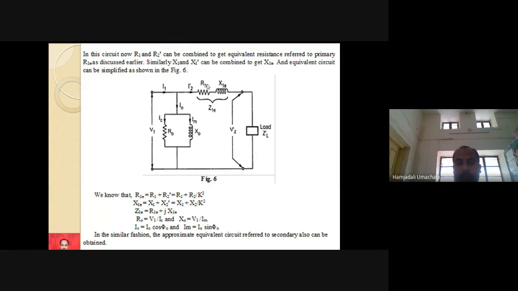So once you get all these values, they will be used in the calculation of efficiency and regulation. And this is how we can calculate the efficiency of the transformer at the end. Okay, is it clear, all of you?